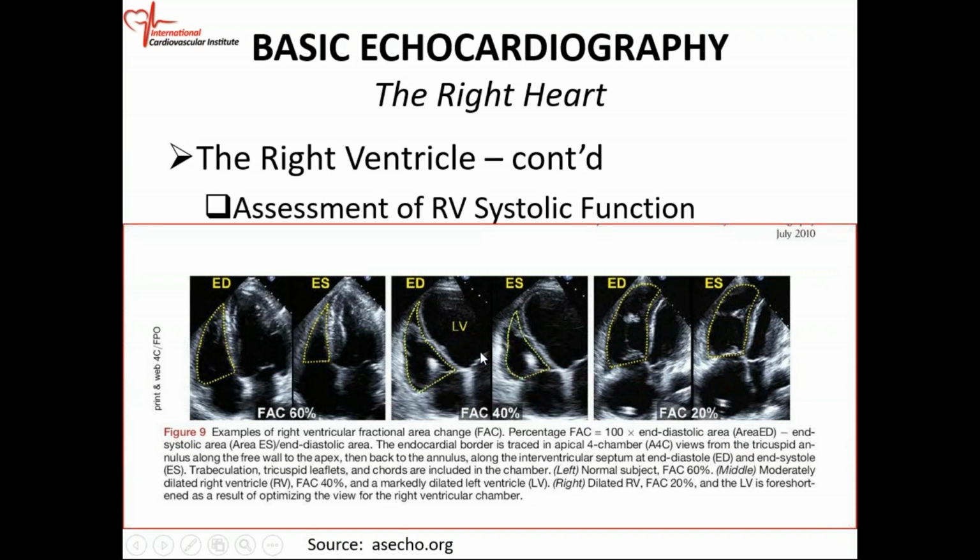In this scenario, you do the same thing, it's 40%. So this is sort of borderline. It should be greater than 35%. And then in this case, when you do it, it's 20%, which is definitely reduced. So this would be our reduction in the RV systolic function.